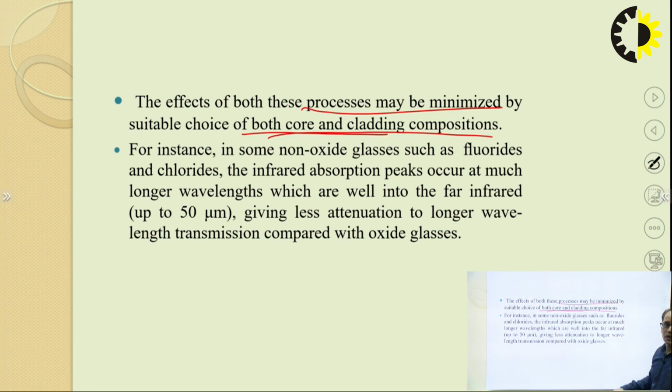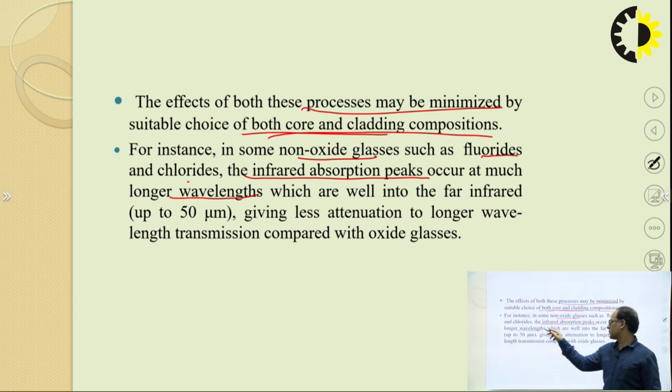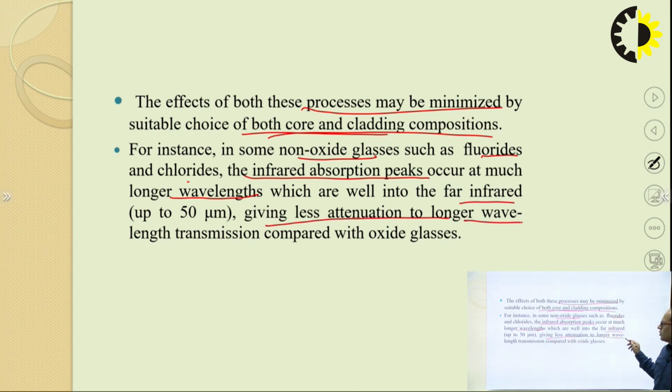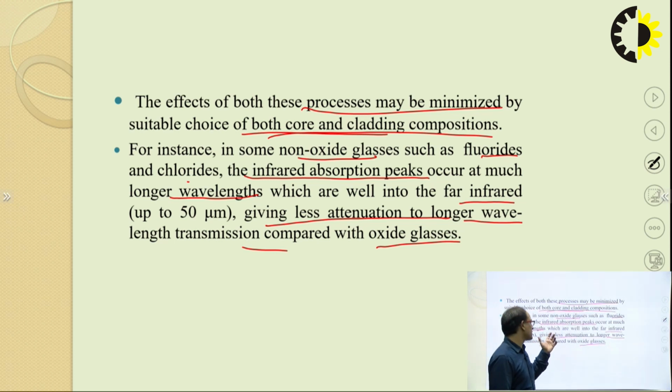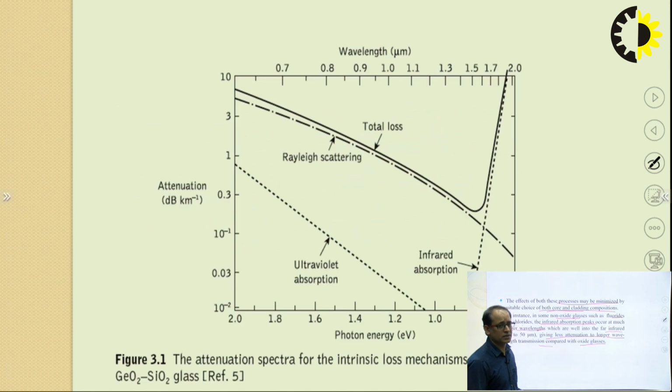For example, if I use non-oxide glasses, in which fluorides and chlorides have infrared absorption at a longer wavelength, clear, but at the far infrared region, giving less absorption to the longer wavelength transmission compared to the oxide glasses, clear. It means at longer wavelengths non-oxide material provides less attenuation as compared with oxide glasses.